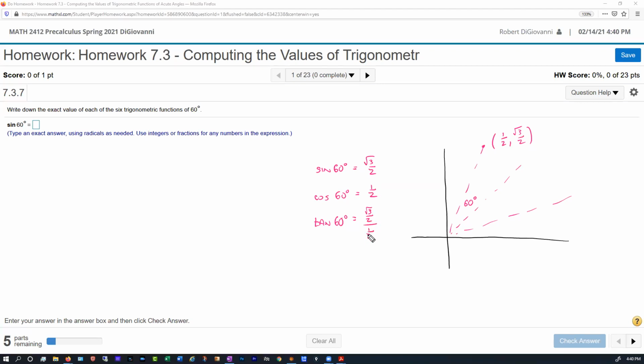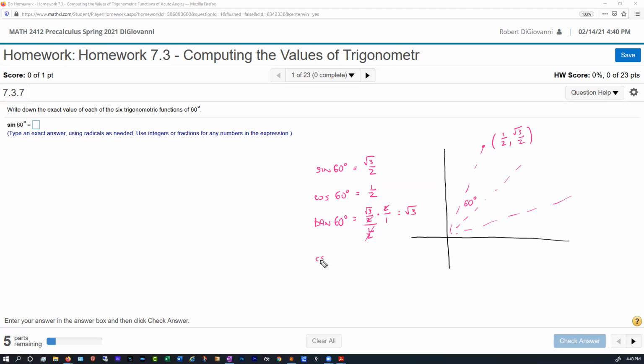which, because you're dividing a fraction by a fraction, you can take the fraction on the bottom, flip it, do the reciprocal, and multiply it on top. When you do that, the 2's cancel. You just get square root of 3 over 1, which is square root of 3. And then now you do all the reciprocal functions.